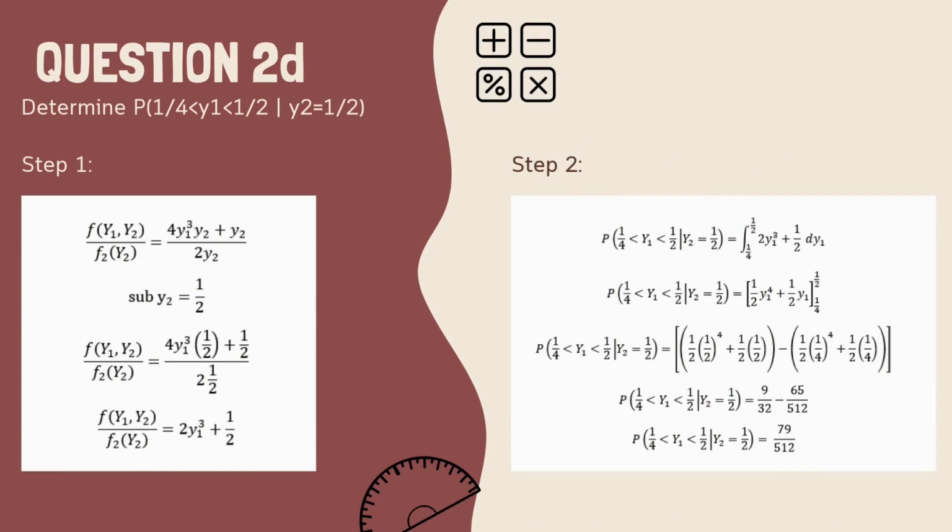Step 2. Next, we calculate the probability by integrating 2y1 to the power of 3 plus 1 over 2 between 1 over 4 and 1 over 2. This involves solving two simple integrals, one for 2y1 to the power of 3 and one for 1 over 2. After adding everything together, the probability is 79 over 512.